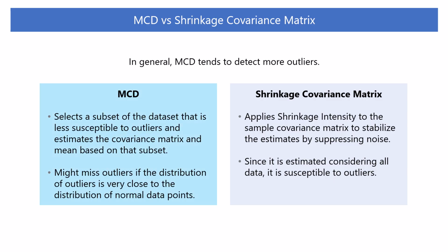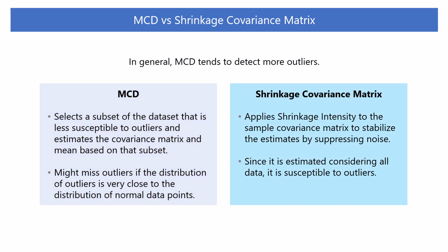MCD selects a subset of the dataset that is less susceptible to outliers and estimates the covariance matrix and mean based on that subset. Because it is designed with the consideration of outliers, MCD works effectively even when the dataset contains many outliers. If outliers have a distinctly different distribution, MCD is relatively sensitive to detecting them. However, MCD might miss outliers if the distribution of outliers is very close to the distribution of normal data points.